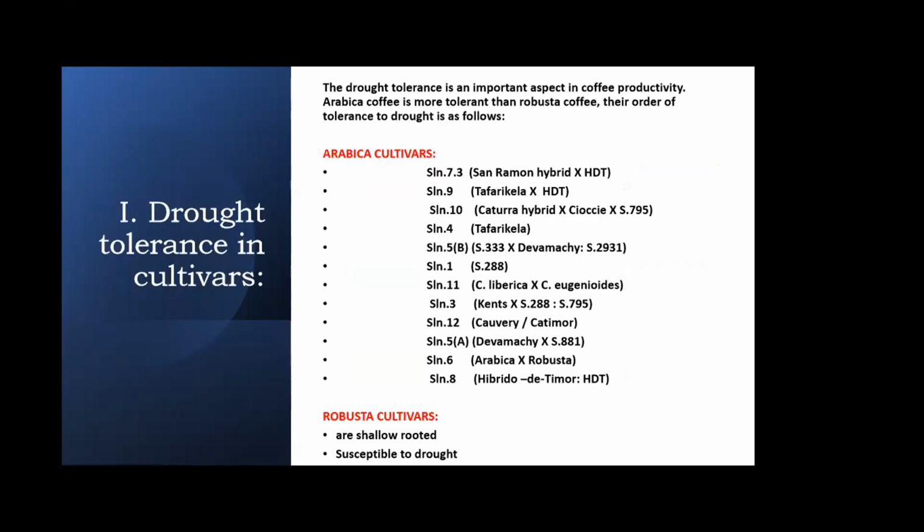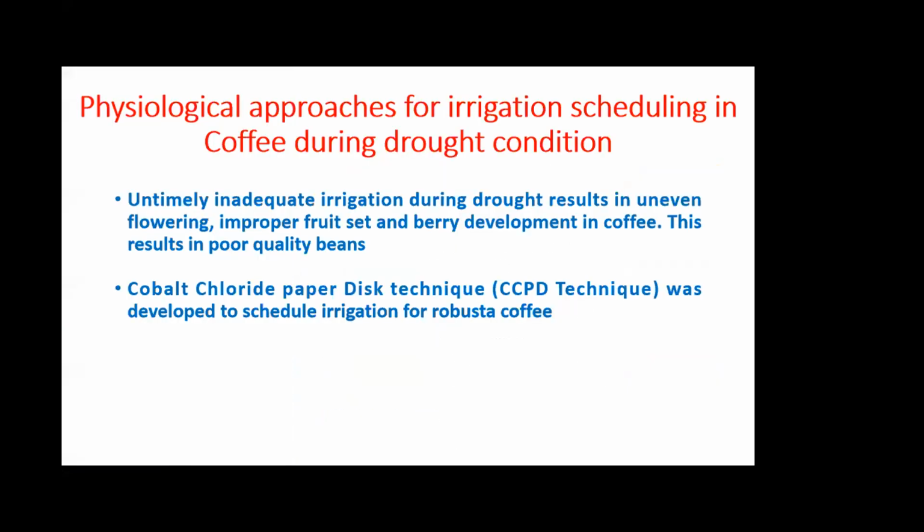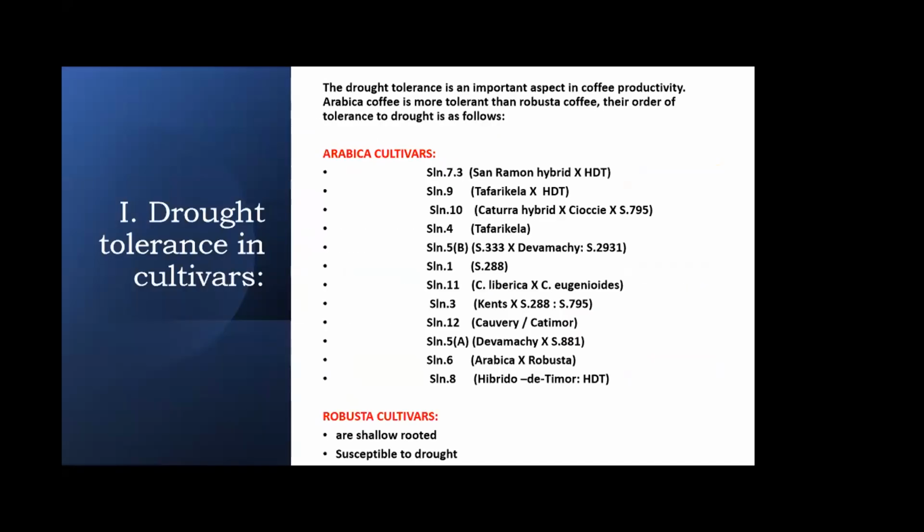So in arabica, all the arabica cultivars are relatively drought tolerant, and robusta cultivars are drought susceptible. It is only because robusta has a shallow root and arabica has a deep root. We will not see much of these drought effects on arabica. Mainly we will see this on the robusta cultivars. These are some of the drought tolerant cultivars in the case of arabica, but for robusta we do not have them. We need to adopt some strategies to mitigate this drought.